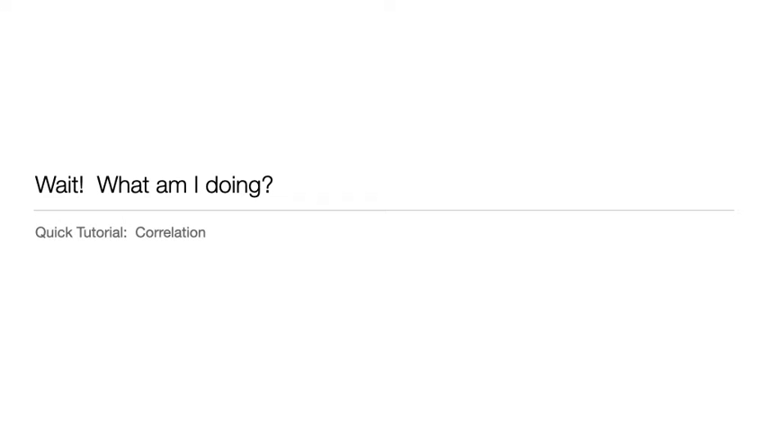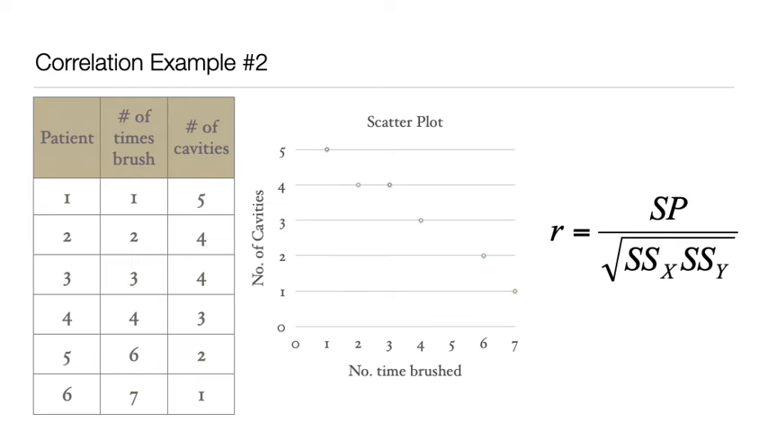Today we're on correlation. Maybe we are interested in the relationship between the number of times we brush our teeth and cavities. We collect information from 6 different people and ask them how many times a day they brush their teeth, and we ask their dentist how many cavities they had in the course of a year. We can plot this data on a scatter plot.